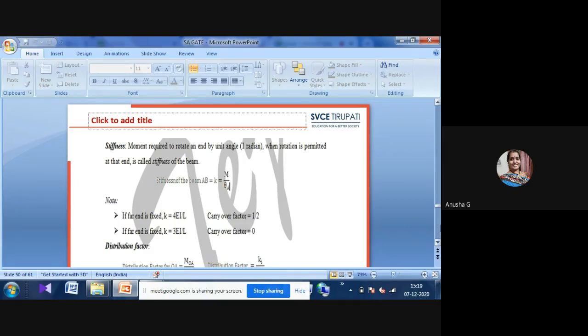When rotation is permitted, the stiffness K = M/θ_A. That will be the formula. M is the moment and the slope will be θ here. If the far end is fixed, our formula is 4EI/L. The carryover factor is half.